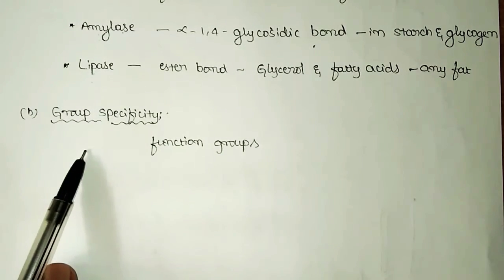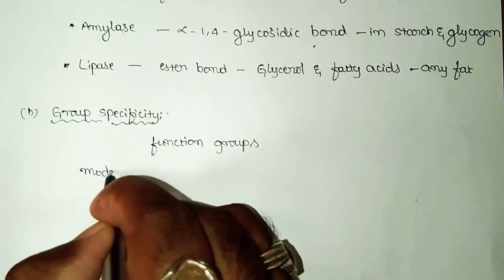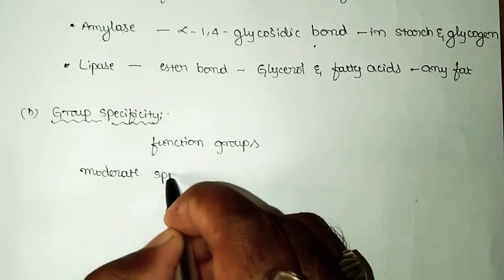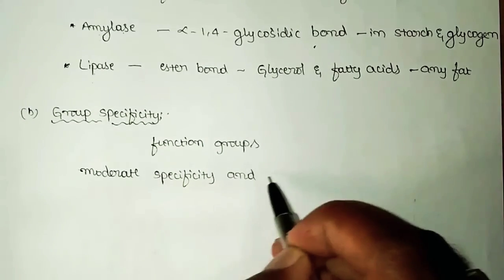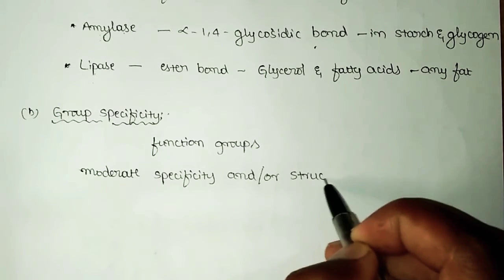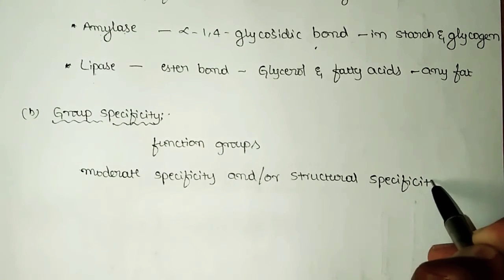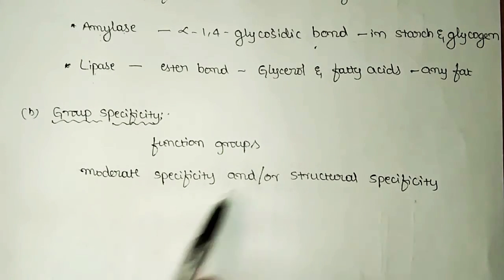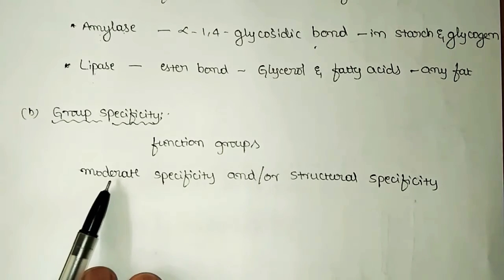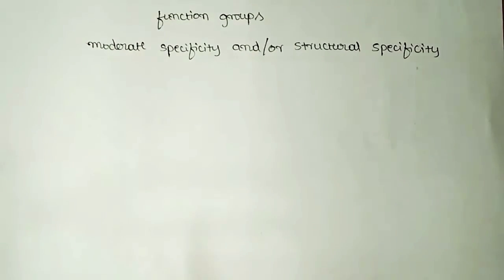And we said bond specificity is relative specificity, and this group specificity is called moderate specificity. Group specificity is also called moderate specificity, and sometimes it is also called structural specificity, because this also depends on how the groups surround a particular functional group. Based on that, the group specificity depends. That's why group specificity is also called moderate specificity or structural specificity. And now we shall look into some examples where we can observe group specificity.